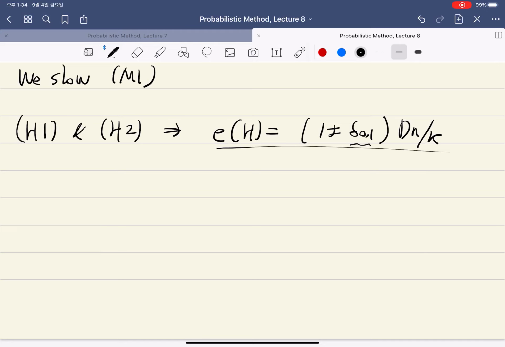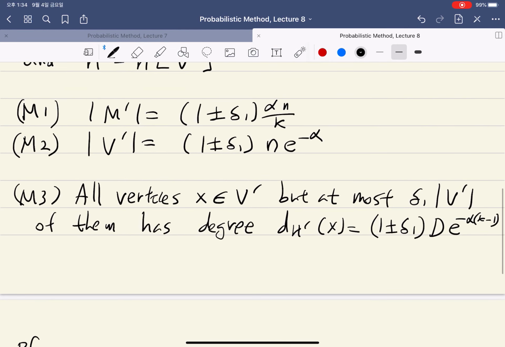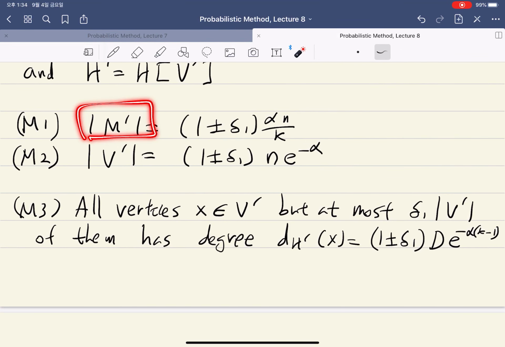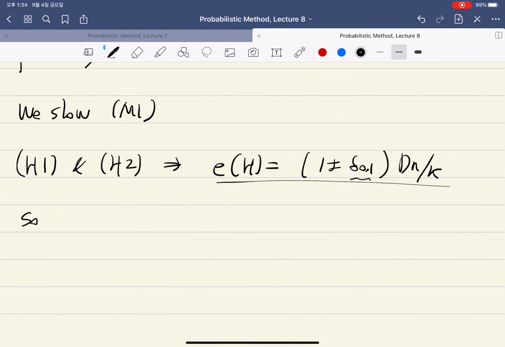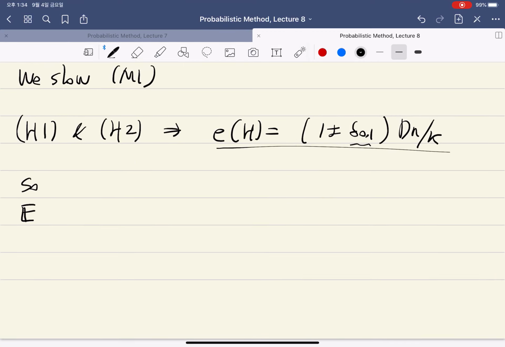We have this. So now what we want to do is compute, to show M1, the expectation of this and then show that it is concentrated by using the second moment method. For that, we have to compute the expectation and variance. What's the expectation of the size of M prime?